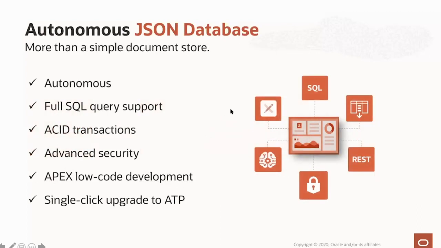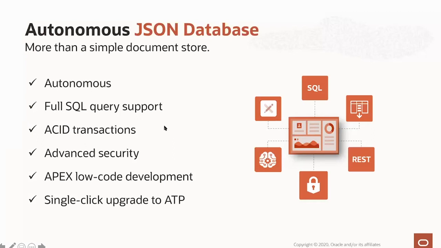But even so, the autonomous JSON database is much more than just a simple document store. It provides a rich set of features that you're not typically going to find in NoSQL stores. So first and foremost, it's managed and autonomous. So things like installation, patching, tuning, and backups, all of that happens for you automatically and allows you to spend much less time setting up and managing databases. And you get to spend more time developing your app and doing the fun stuff.